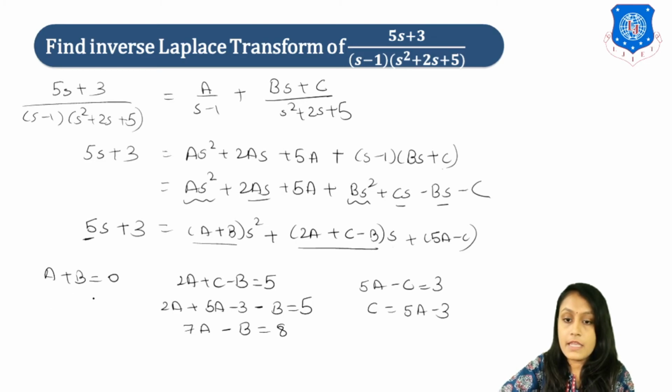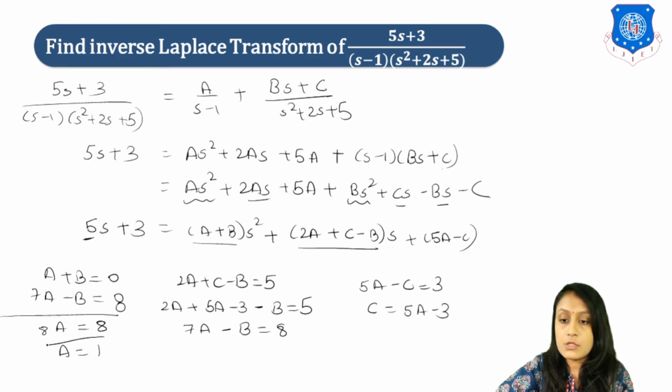8, and here we have a plus b is equal to 0. So we'll take this a plus b equal to 0 and 7a minus b is equal to 8. Okay, so from this we'll get 8a is equal to 8. So we'll get a is equal to 1.